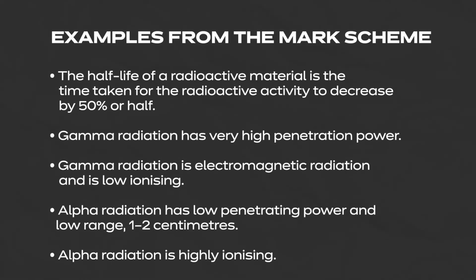Gamma radiation has a very high penetration power. Gamma radiation is electromagnetic radiation and is low ionizing. Alpha radiation has low penetrating power and a low range at 1 to 2 centimeters, but is highly ionizing.